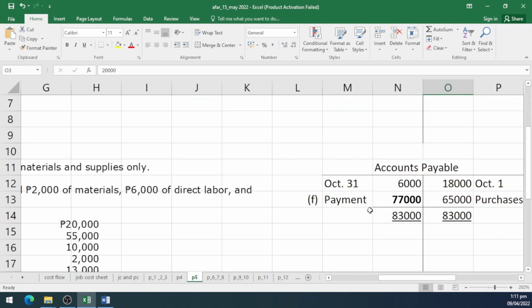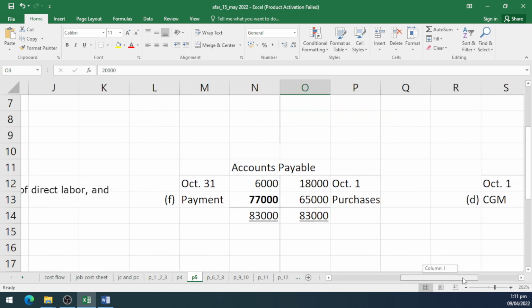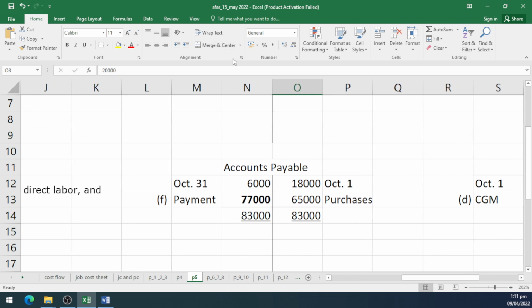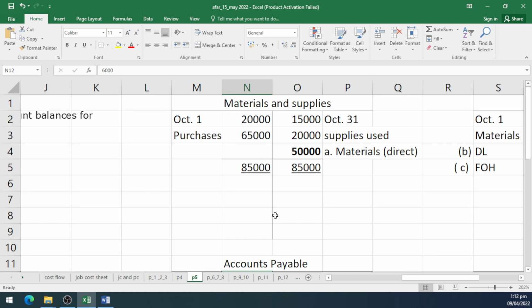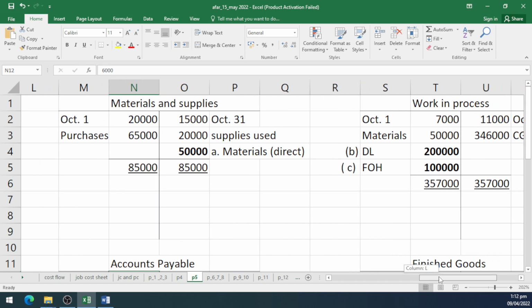I-relate natin sa accounts payable na rin, kasi kailangan natin yung amount ng payment. Simple T account analysis. Beginning, accounts payable, purchases, credit. So, total credits, 83, minus ending na 6. So, we have 77,000 payment. Debit accounts payable, credit to cash. Next, we analyze payroll. We analyze DL. And we determine factory overhead.